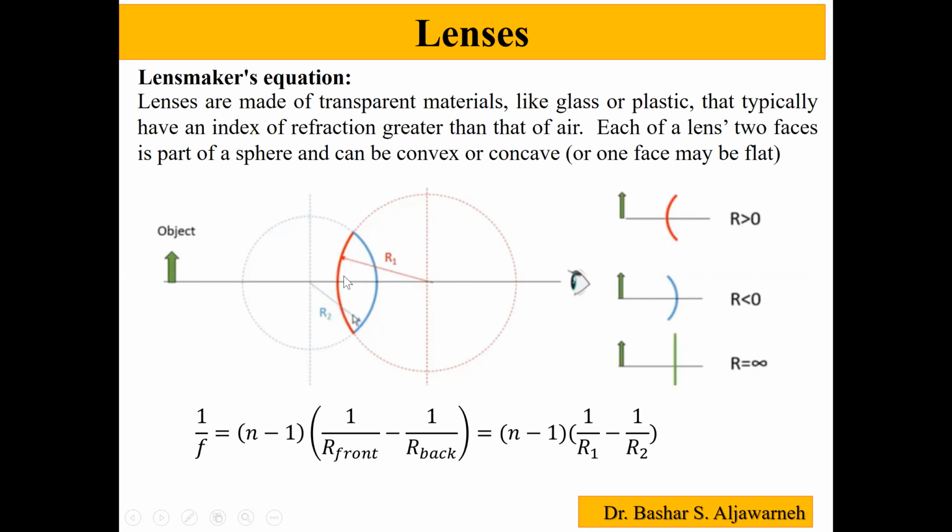So in general, we have what's called the lens maker equation, which is 1 over the focal length equals n, or the index of refraction, minus 1 times 1 over the front radius of curvature minus 1 over the back radius of curvature. Now, the trick here is how to determine the signs of the radius of curvature, and how to know which one is the front and which one is the back.